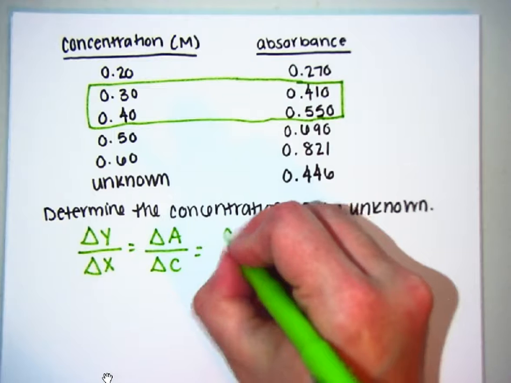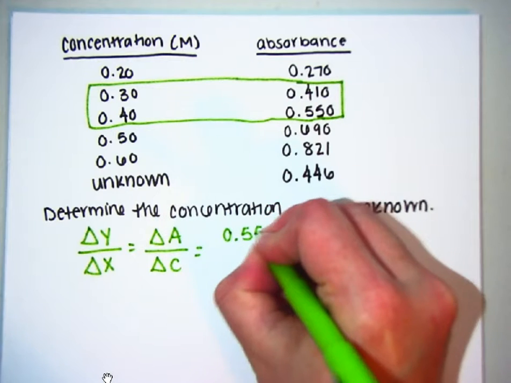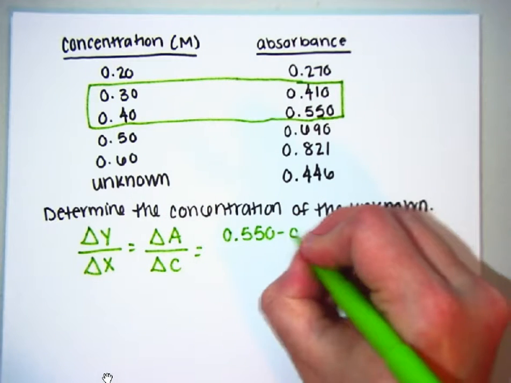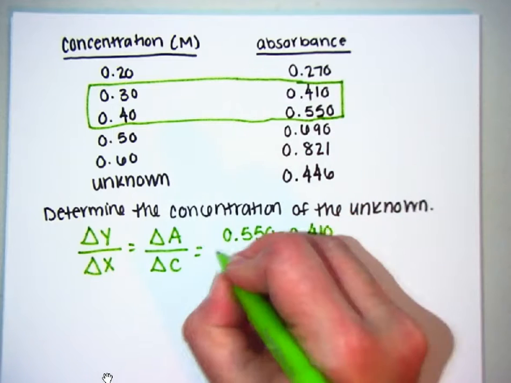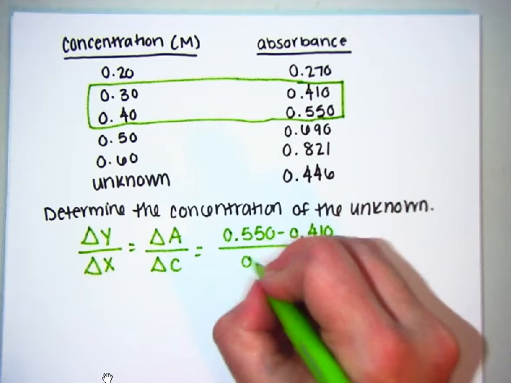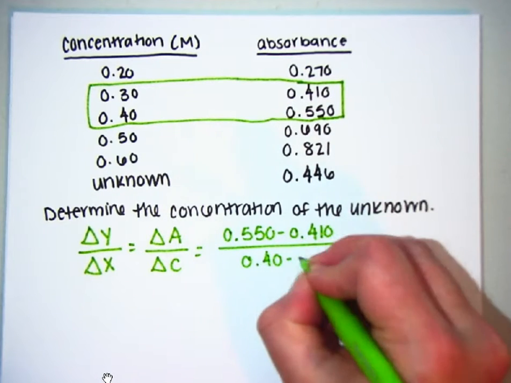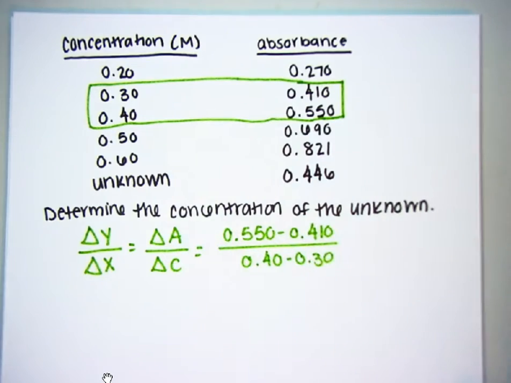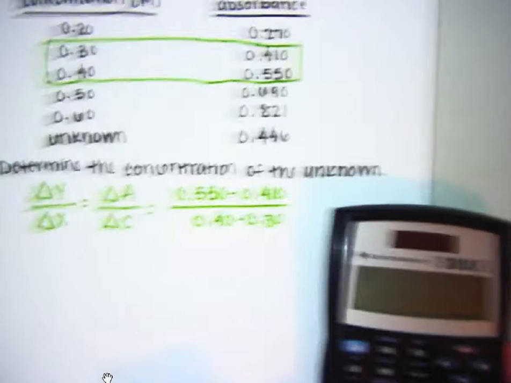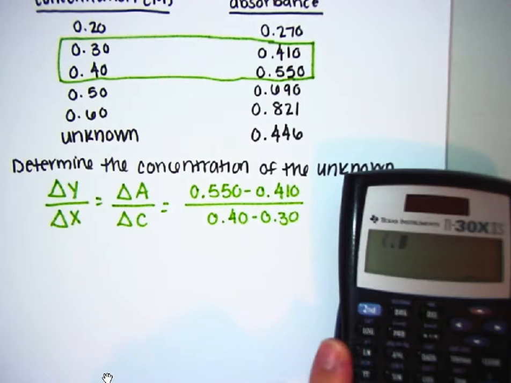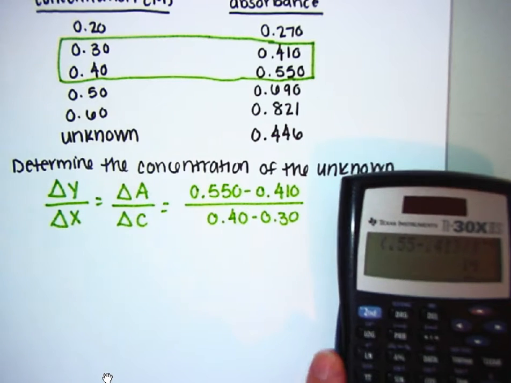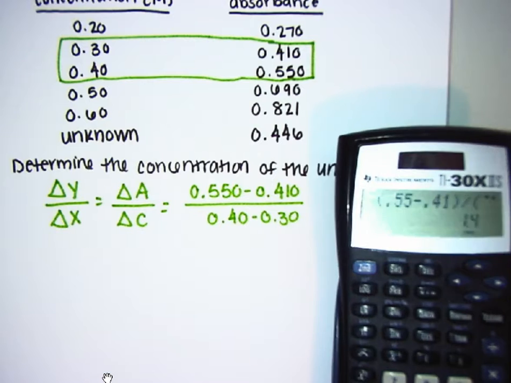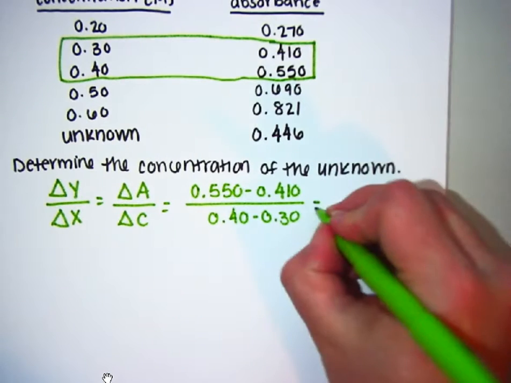So change in absorbance, 0.550 minus 0.410, all over change in concentration. We can plug that into our calculator, see what we get. And I got an answer of 1.4. That's going to be my slope.